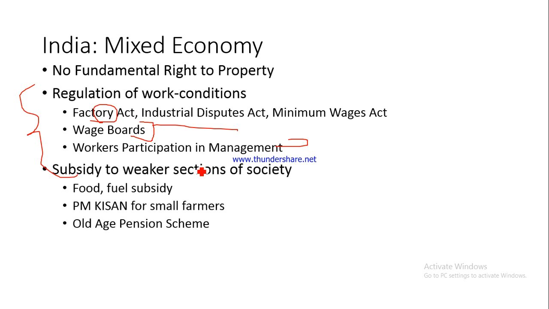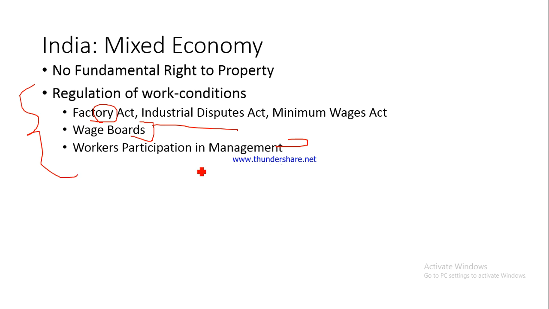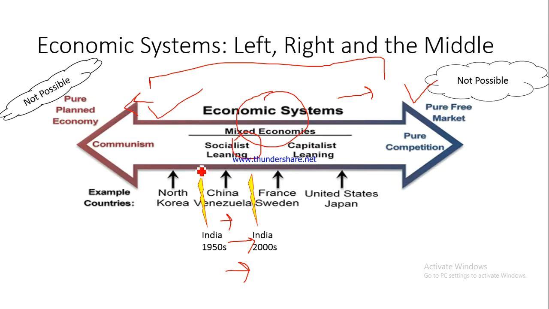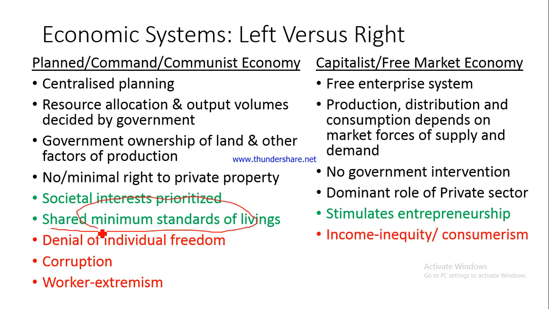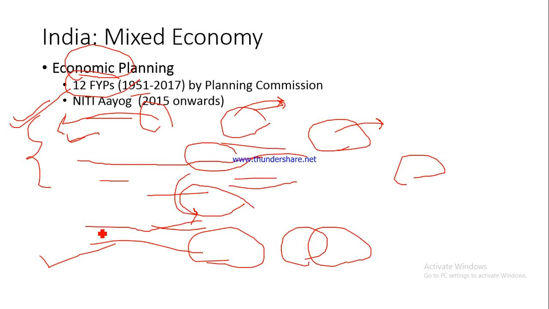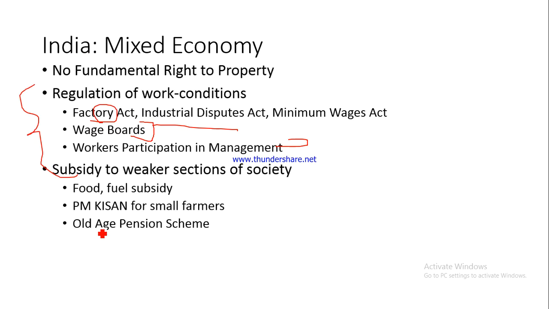Again, subsidy to weaker sections of society is given. I hope you recall our discussion in the last session, wherein we talked about how in a centrally planned economy, shared minimum standards of living is what is encouraged. Fine. And now, if you look at here in India, food and fuel subsidy is given not to rich individuals but to poorer sections of the society. Fine.